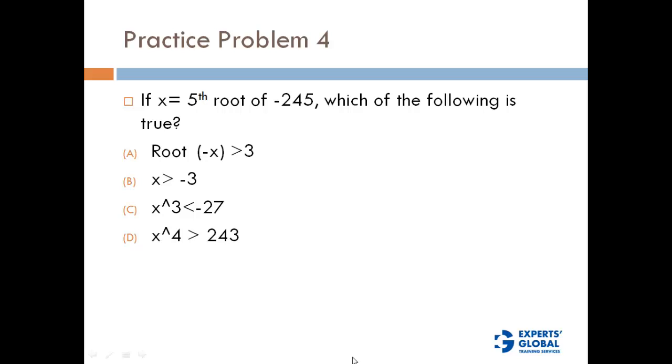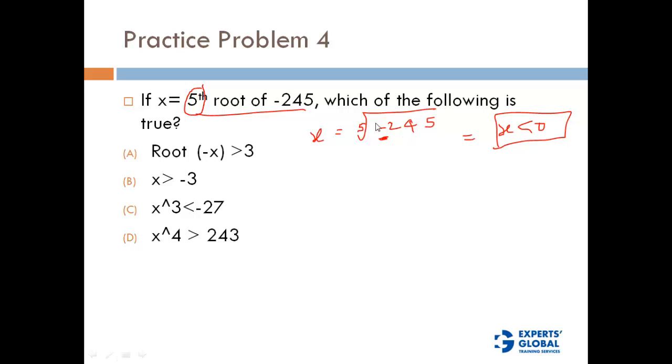Let's see this problem. Please pause the video and give it a try. If x is equal to the fifth root of minus 245, you will see that it's an odd root of a negative number. An odd root of a negative number is always going to be negative. So x is less than 0. This is one observation we have.